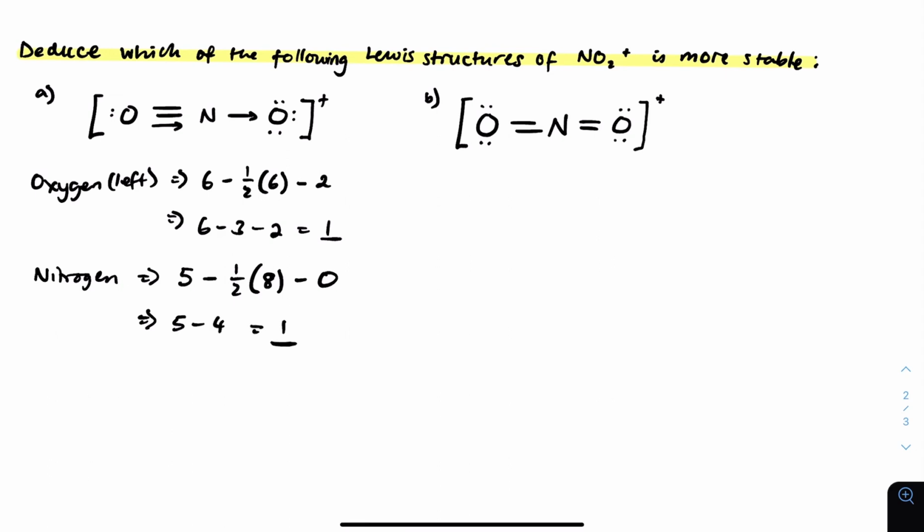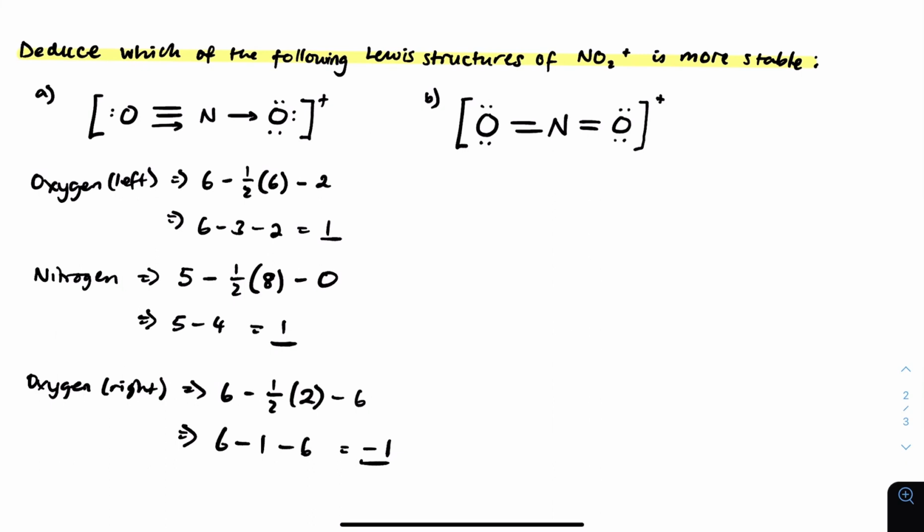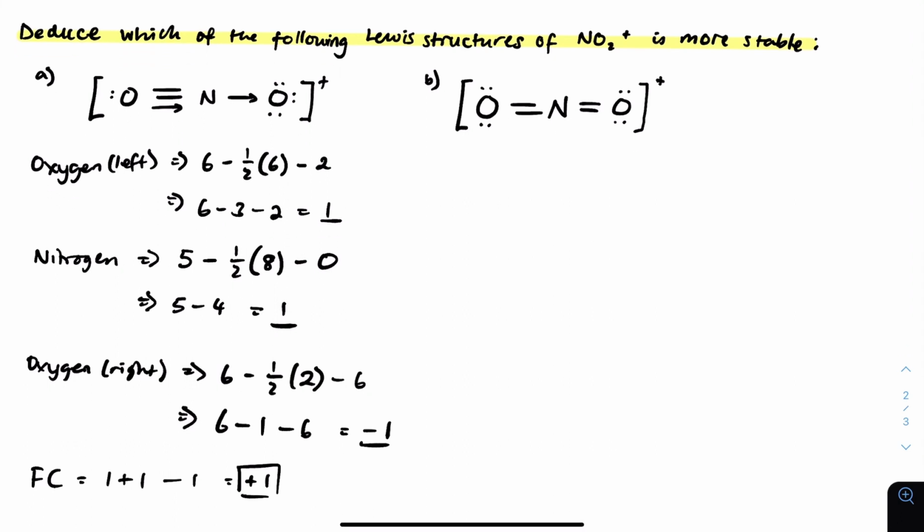And now we can move on to the oxygen on the right. So the oxygen on the right has 6 valence electrons, and you subtract it from half of the bonding, which is 2 electrons over there. Even though the oxygen has not contributed any of those electrons, it is still counted as bonding electrons. And then you subtract it from 6 of the valence electrons. So you get 6 minus 1 minus 6, which is equal to negative 1. So now if we add those all up, FC is equal to 1 plus 1 minus 1, which is equal to plus 1. So that's the answer for that structure.